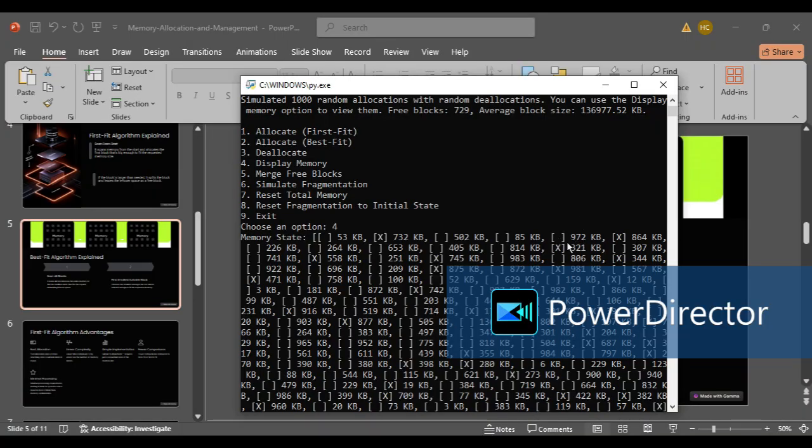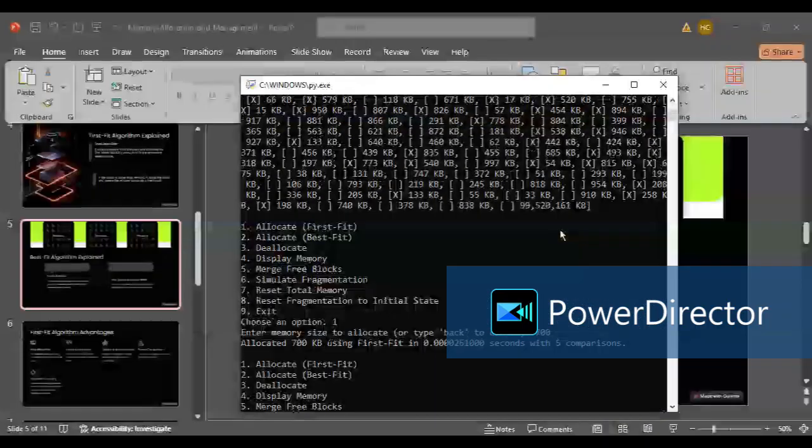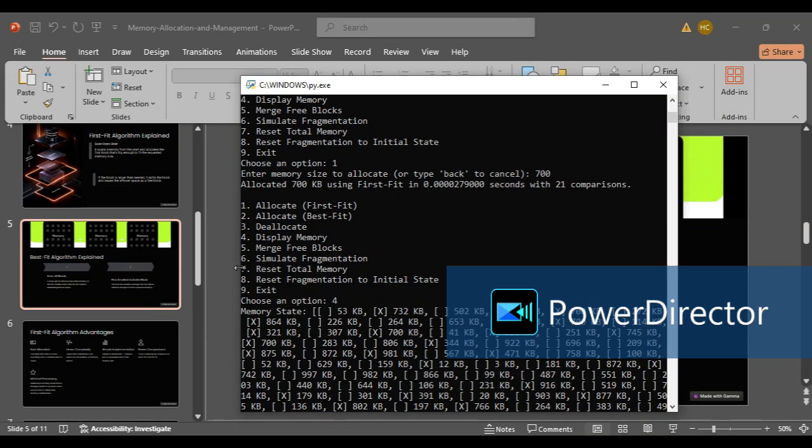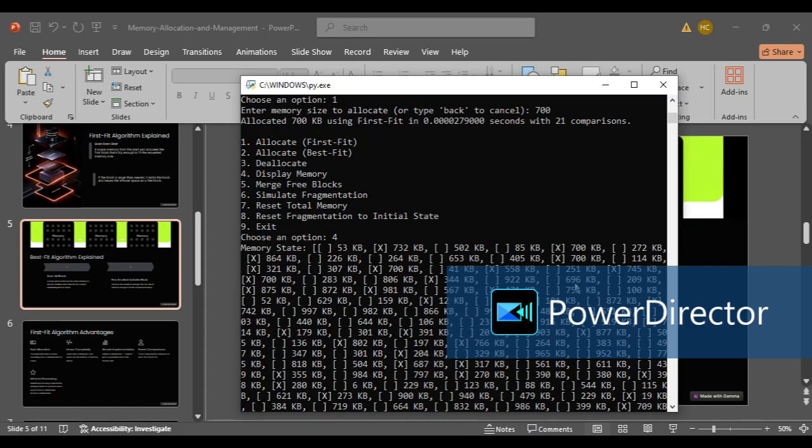When it finds the first block large enough to accommodate the requested memory, it allocates and splits the memory, like it has done here. So it splits the memory into 2. 700 occupies one side and then leaves the remaining, which is 272 kilobytes, as free memory.